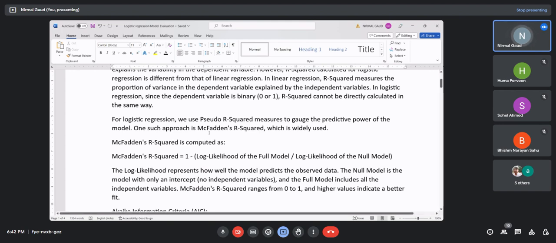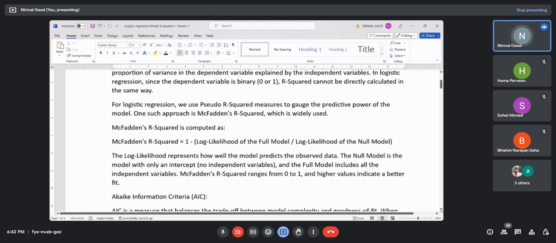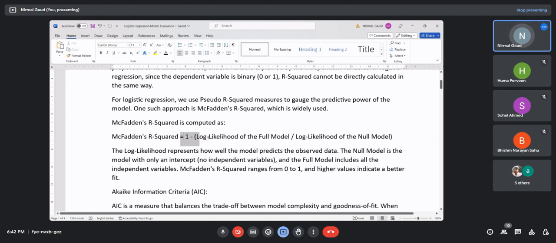For that, they use one approach called the McFadden approach. The formula for the McFadden R square is 1 minus the log likelihood of the full model divided by the log likelihood of the null model. Full model and null model. So what are the full and the null model? The log likelihood represents how well the model predicts the observed data. The null model is the model with only an intercept, that means no independent variables are present. That's called a null model. In the case of the full model, we include all the independent variables.